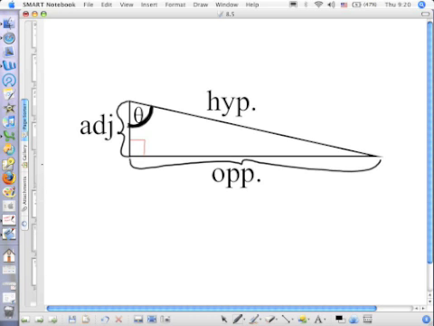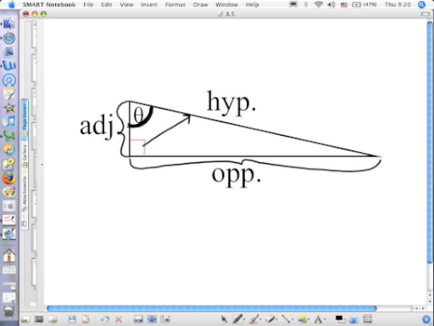That's how you decide what's opposite and what's adjacent. The hypotenuse will always be the longest leg. It will always be opposite the 90-degree angle. Notice, is the hypotenuse touching this little red thing in any form or fashion? No. Okay?